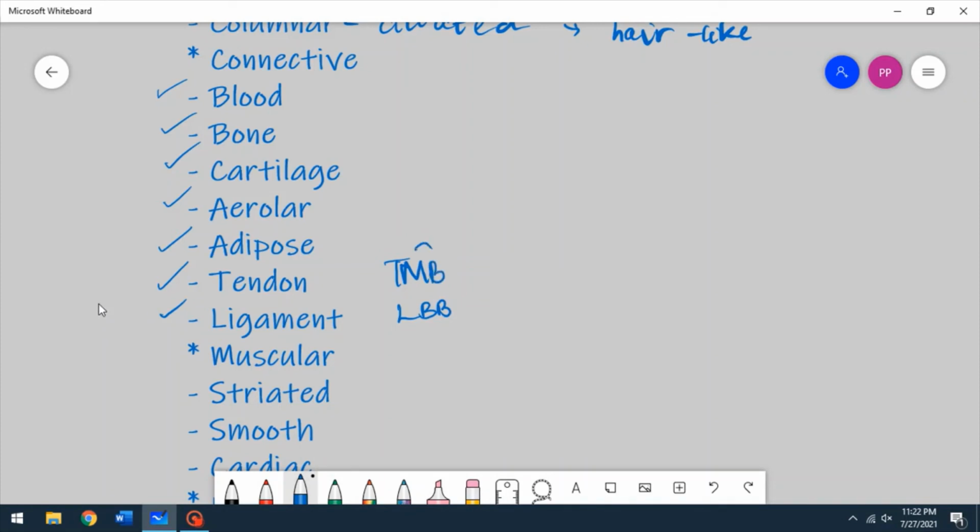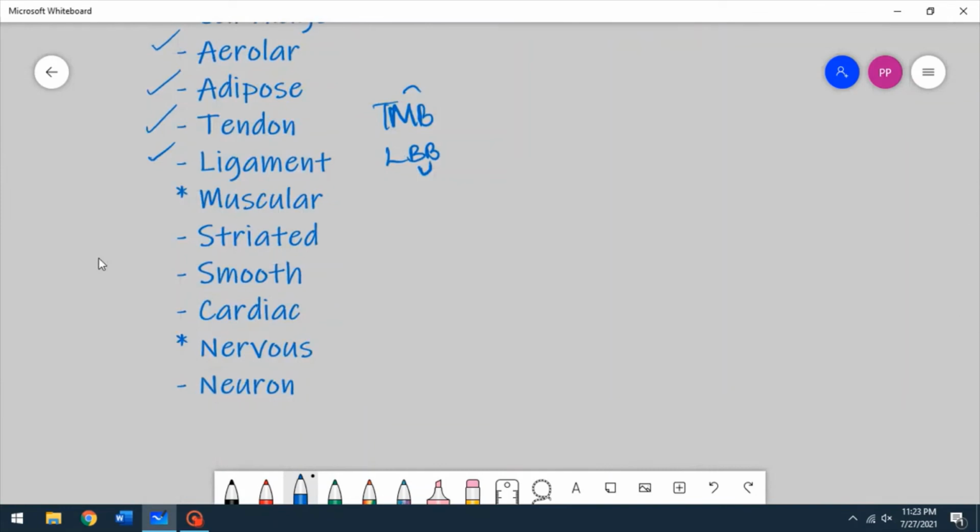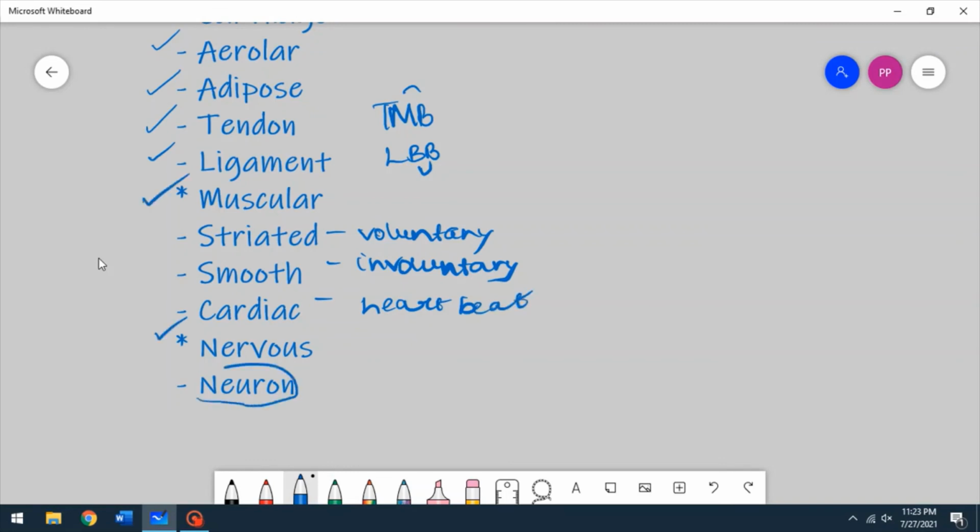Tendons connect muscles to bones, and ligaments connect bones to bones. And then we have the muscular tissue, the striated, smooth, and cardiac tissues. Striated control voluntary actions, smooth control involuntary actions, and the cardiac tissues control heartbeat. Alright, and then we talked about the nervous tissue, in which the basic unit is the neuron, and then we saw how a combination of the nervous tissue plus the muscular tissue causes movement in animals, which leads to their survival.